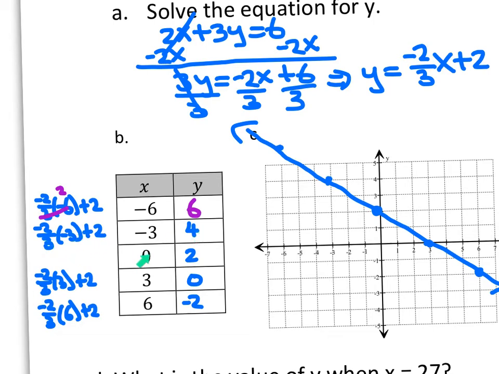If you substitute in 0, then it'll just be 2, because this whole thing will be 0 plus 2, which is 2. And for 3, substitute 3 in. The 3 and 3 cancel. Negative 2 plus 2 is 0. Substitute in the 6. 3 goes into 6 twice. And 2 times negative 2 is negative 4, plus 2 is negative 2. Graph those points and make your line.